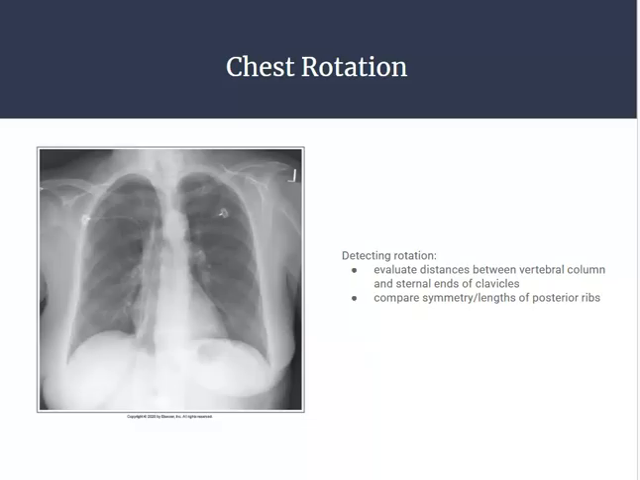So for example, in this projection, the right sternoclavicular end is the furthest away from the vertebral column, and the posterior ribs are elongated, which is indicative of the patient being in an LPO position with the right side farther away from the IR.